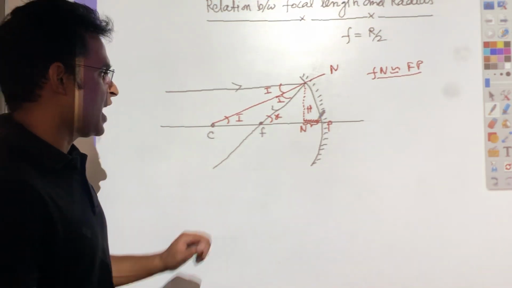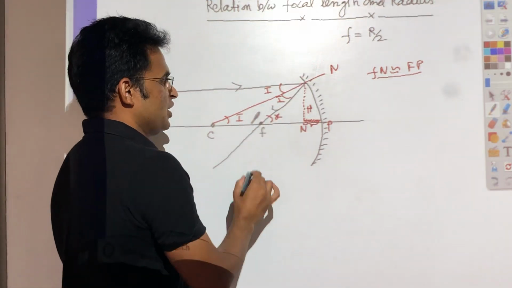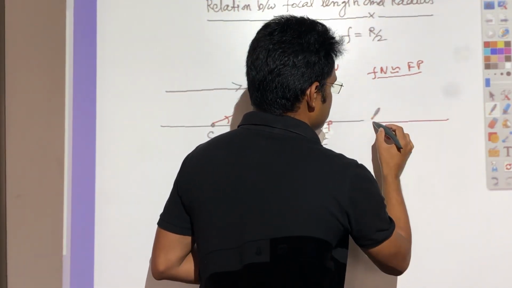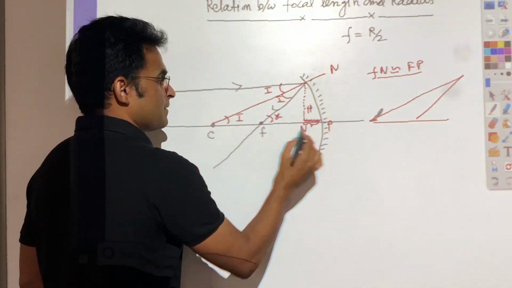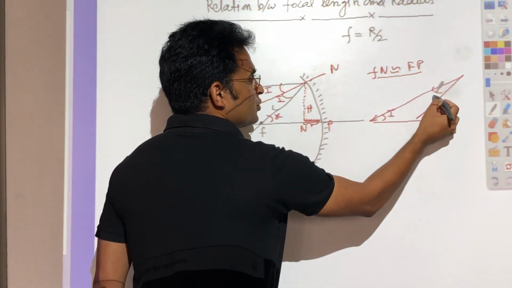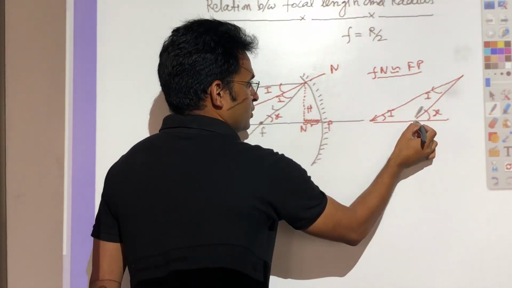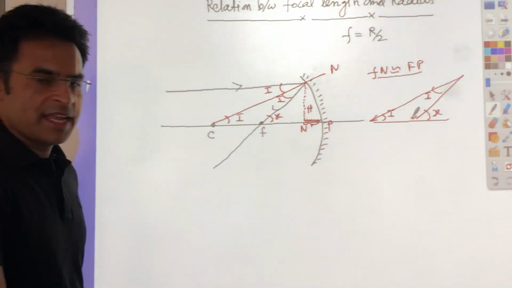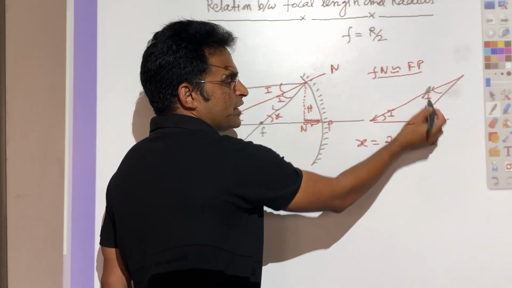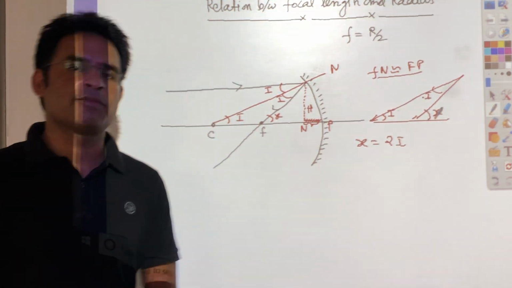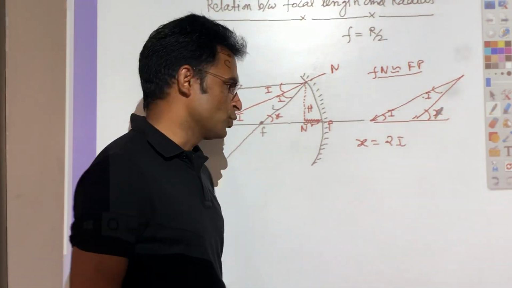Now if you look at this triangle, I make a separate one. I am talking about this triangle. This angle is I, this one is also I, this one is X. So using the exterior angle property, what I can write is X is equal to I plus I, that is 2I. This is the exterior angle property. In maths we have done this, the exterior angle property for a triangle. So I can write X is equal to 2I.